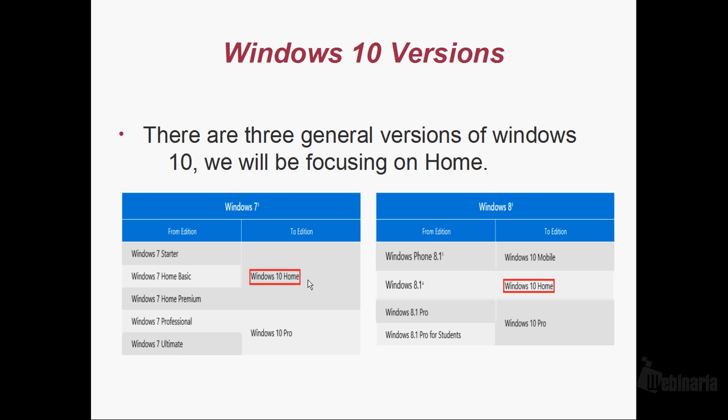So Windows 10 versions. There's 3 general versions. There's Mobile, Home, and Pro. And these are some of the upgrade paths here for Windows 7 and Windows 8. So we're going to be using Windows 10 today. That's probably the most vanilla version, if you will. Of course, Mobile is for tablets or basically tablet devices or mobile devices, and then really desktops and laptops will more than likely be using either Home or Pro.